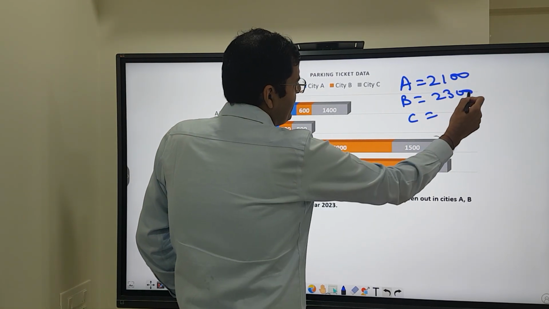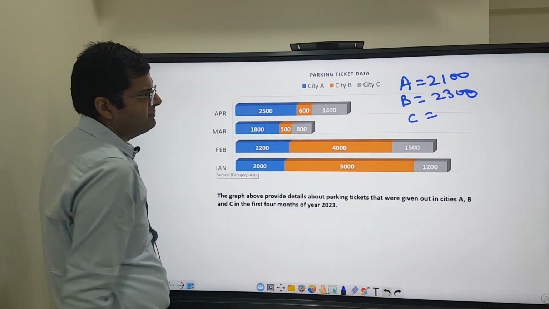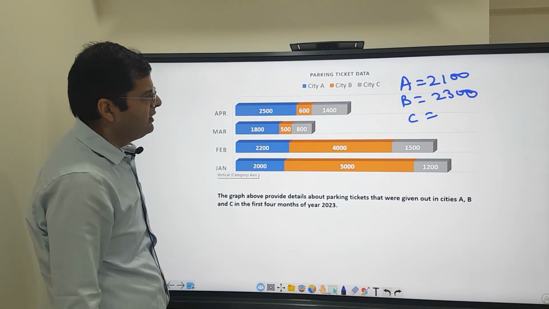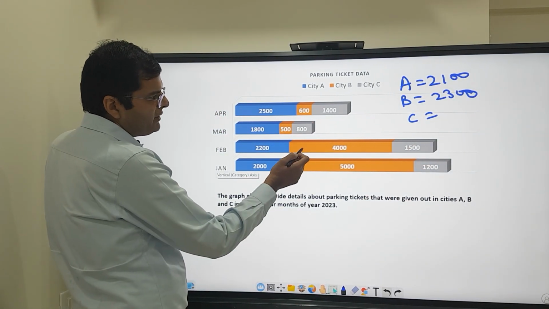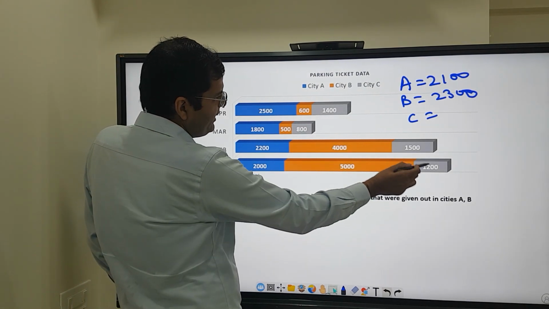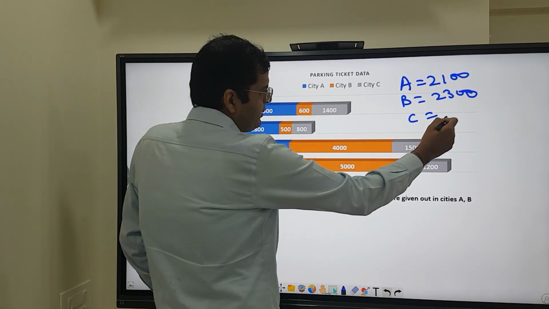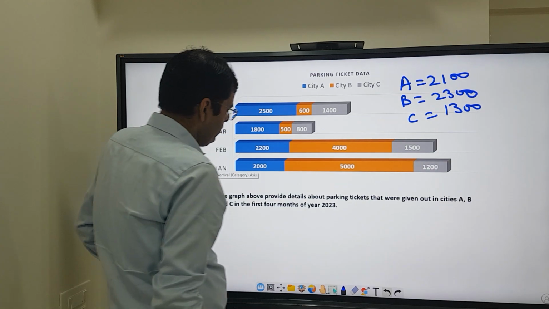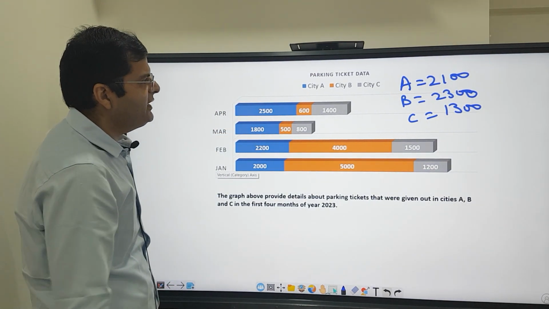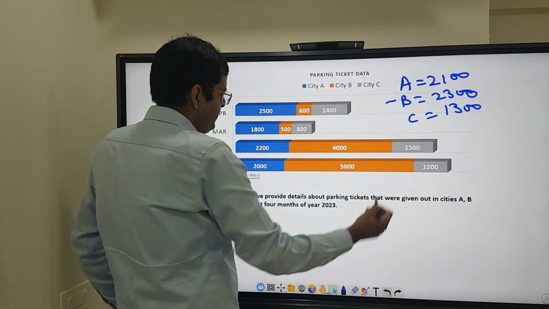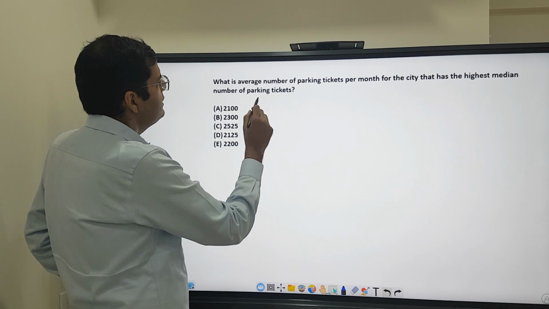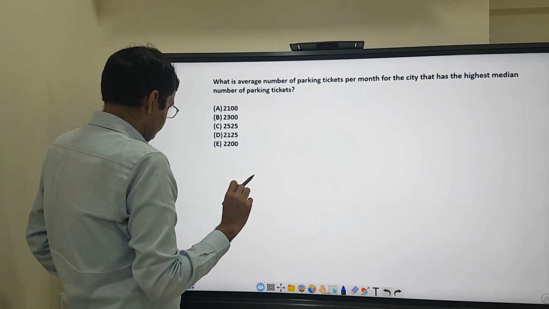Median of city C will be definitely less than that because all the numbers I am seeing are less than 2000. If you want, you can find the median. The median here will be 1200 plus 1400 divided by 2, that is 1300. So which of them has the highest median? City B has the highest median. So we need to find what? The average parking tickets for this city.